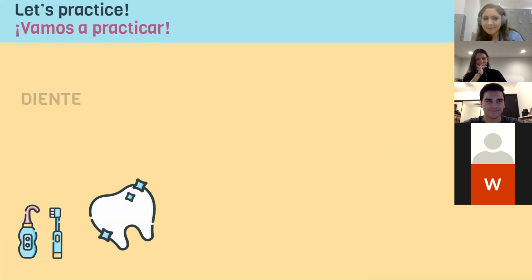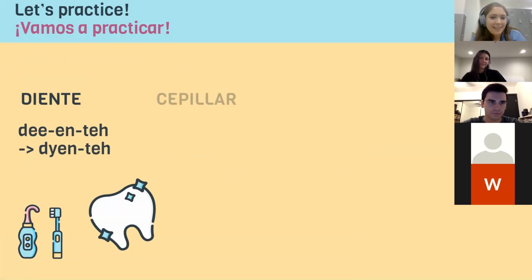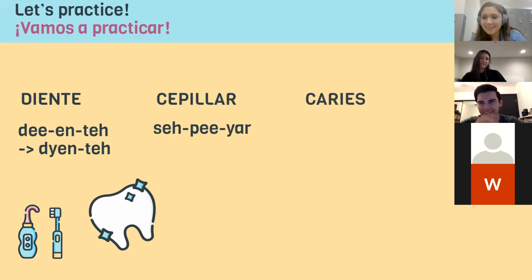Vamos a practicar. So can anybody read this? Diente. Perfect. What was it? Tooth. Perfect. Cepillar. Perfect. What do you think it is? Sounds similar. Yeah, to brush. You got it.